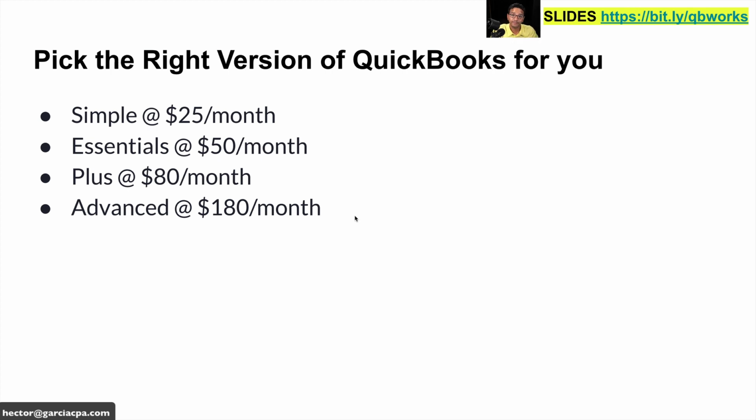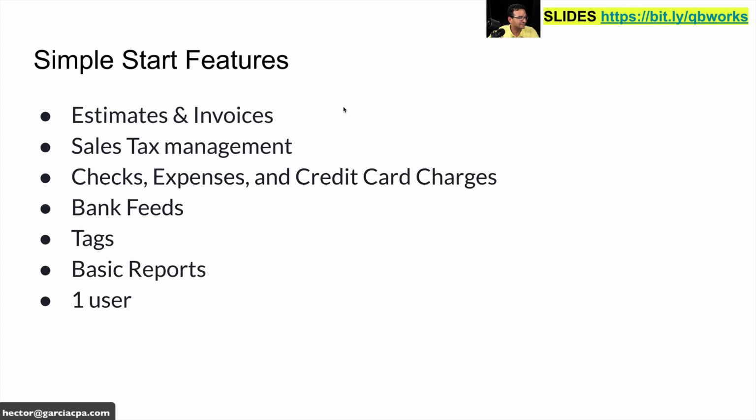QuickBooks Self-Employed is a product that QuickBooks sells, and it is something that you might end up having to deal with or work with. So that being said, let's talk about the different versions. We have a range between QuickBooks Online Simple Start and Advanced. Simple Start is $25 a month, Advanced is $180. Why is there such a big price difference? How does that work? Let's run through it.